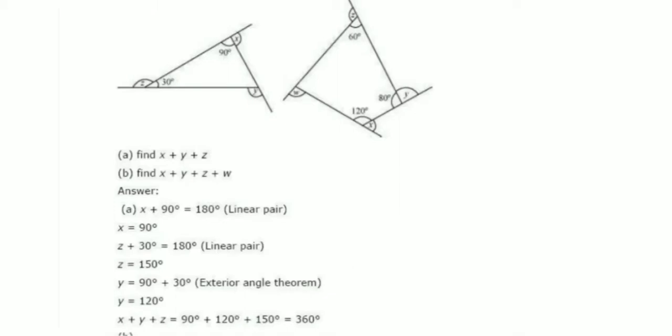So we can use here exterior angle theorem. So according to the theorem, this exterior angle is equal to the sum of two opposite interior angles, means y is equal to 90 degree plus 30 degree. So y is equal to 120 degree. Now let's find the sum x plus y plus z. So 90 degree plus 120 degree plus 150 degree. It is 360 degree.